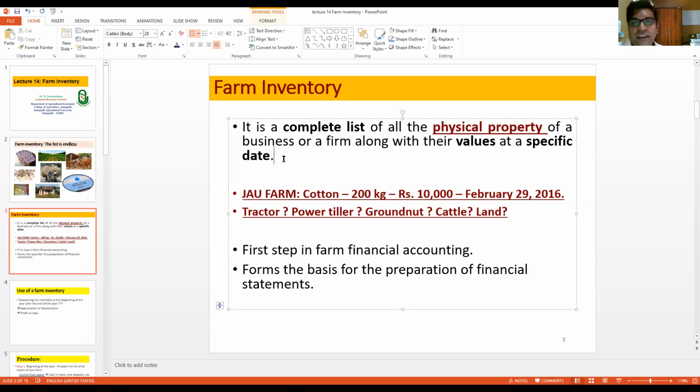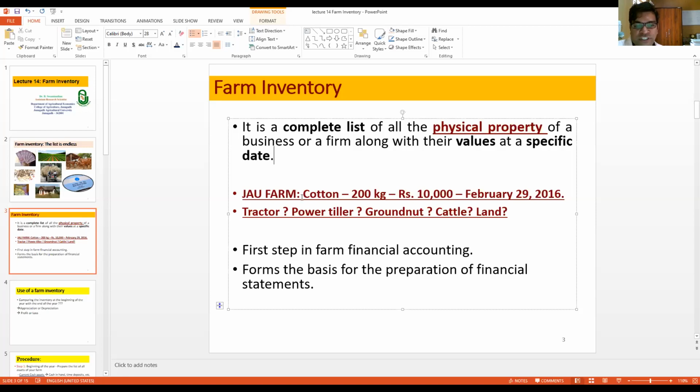We are doing it today, and then we are repeating the same procedure after 6 months or after 1 year. So we'll be having opening inventory, and then we'll be having closing inventory. When you are seeing the quantity as well as value of the farm inventory, when it is opened and then when it is closed, you can find the difference. If the difference comes to be positive value, then you can say the farmer's inventory condition is good, right?